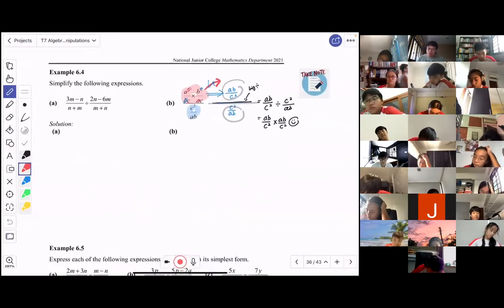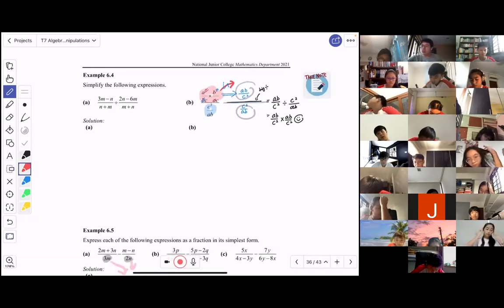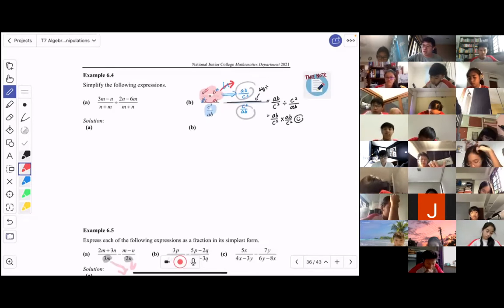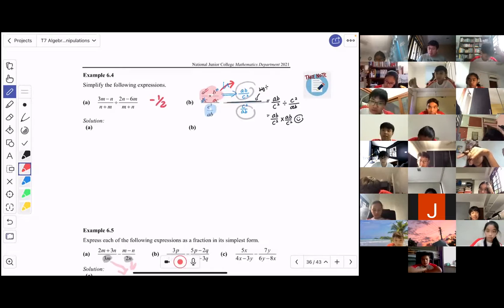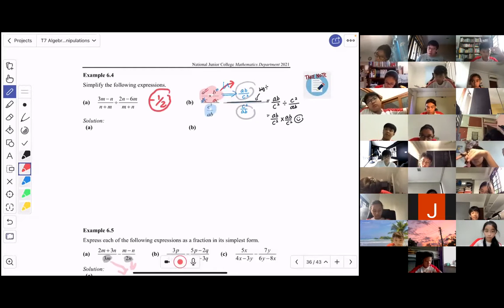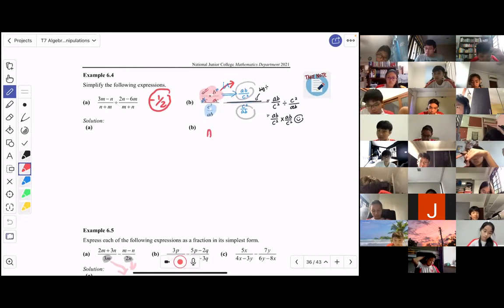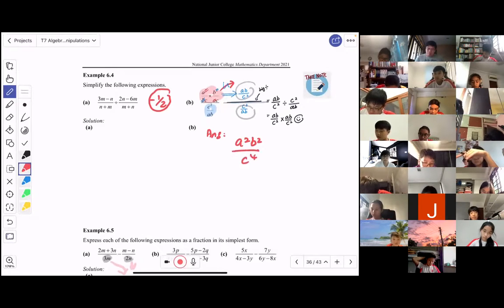Okay, 6.4. If all goes well, your answer should look something like this. 6.4 actually is a very nice number. The answer is negative half. For B, the answer is supposed to be a power 2, b squared c power 4.